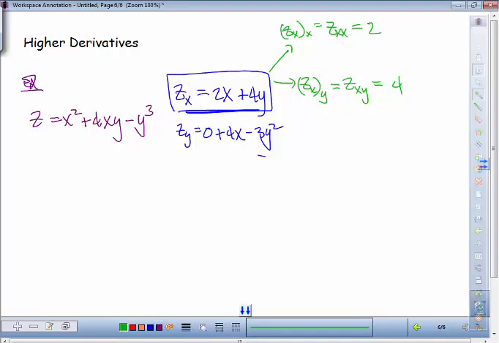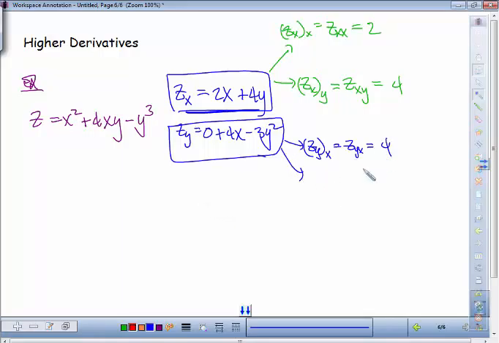All right, let's do the same thing with this. Let's take the derivative of zy with respect to x. This is also known as zyx. And that's equal to 4. Zy, now let's take the derivative of this with respect to y, zyy, and this is equal to negative 6y. Okay. All right, that seems kind of fun.